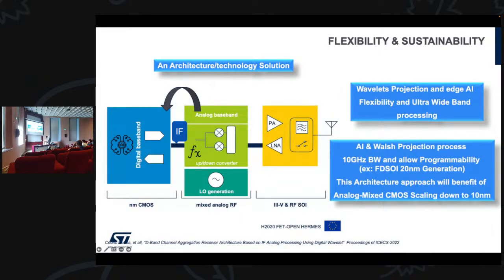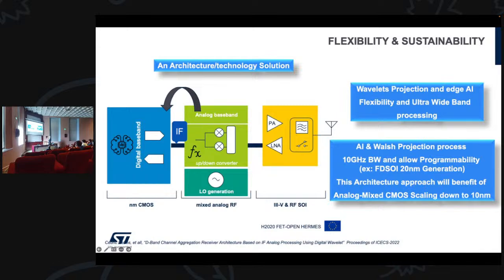So if we come back to the Hermes project, we have in the Hermes project a wavelet projection and edge AI. So this brings flexibility and ultra-wideband processing. So the mathematic basis is a Walsh basis. So we do Walsh projection, and the AI plays with the coefficients of the Walsh projection.